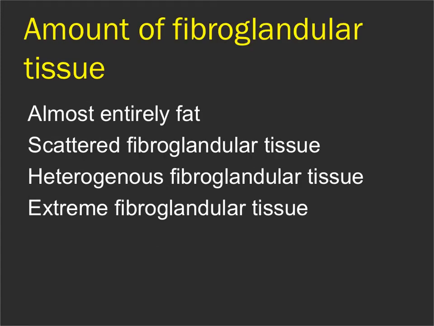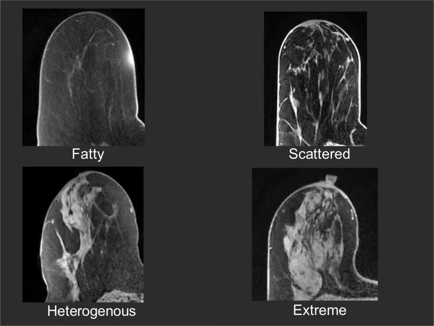So let's start with the amount of fibroglandular tissue, and this is a new category that came in with the 2013 criteria, and these are identical to those from the mammographic literature in terms of their categories. Note that there are no percentiles attached to this. So I'm just going to give you some examples here of what we might classify as fatty, scattered, heterogeneous, or extreme fibroglandular density.